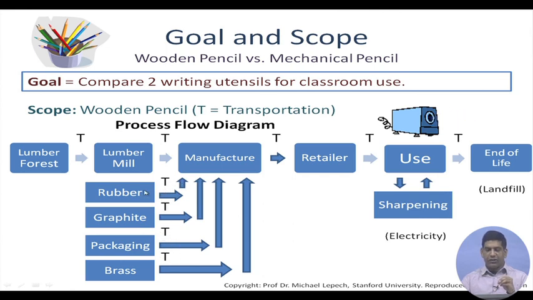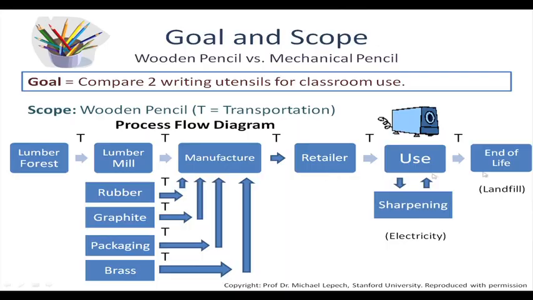So this is the transportation of rubber to the manufacturing plant, graphite, packaging. For the packaging, you need the cardboard, you need sellotape or duct tape. And then brass needs to be prepared and sent to the manufacturing plant as well. So that's where the pencil will be made. It will get sent to a retailer, to any shop, and then from the shop we will buy it, and when we buy it, we will use it.